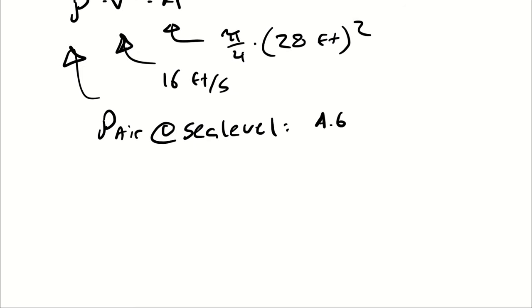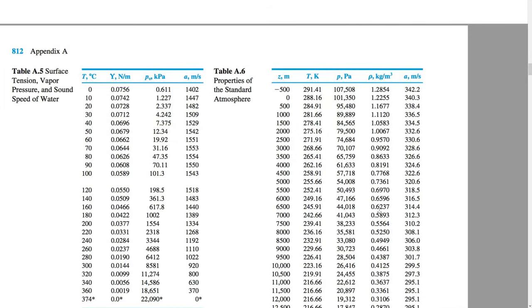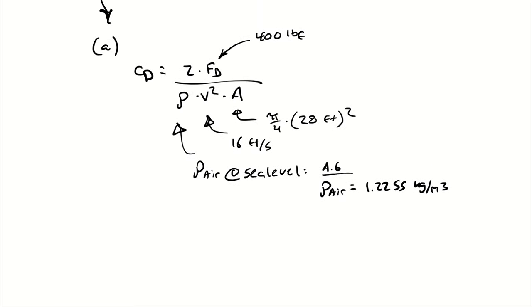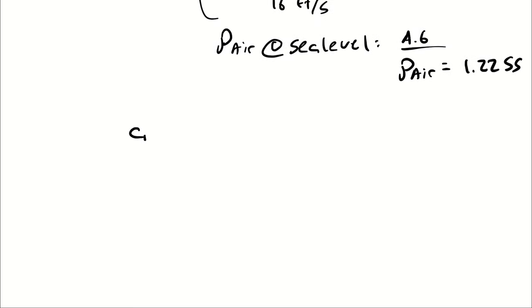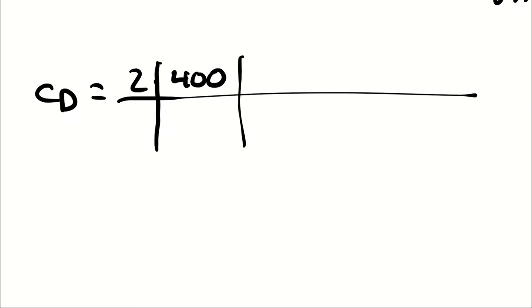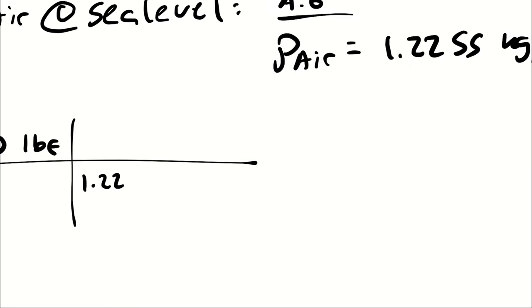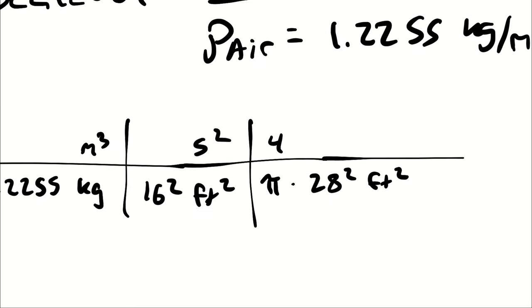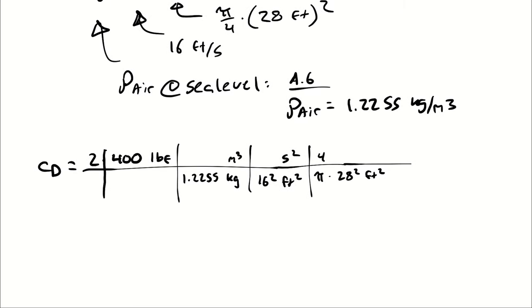So from table A6, I'm saying the density of air is 1.2255 kilograms per cubic meter. That gives me everything I need to solve for the coefficient of drag. So I want this coefficient of drag to be a unitless proportion, which means that I'm going to have to get cubic meters and feet to eventually cancel. I'm going to have to break the pound force into its primary components.